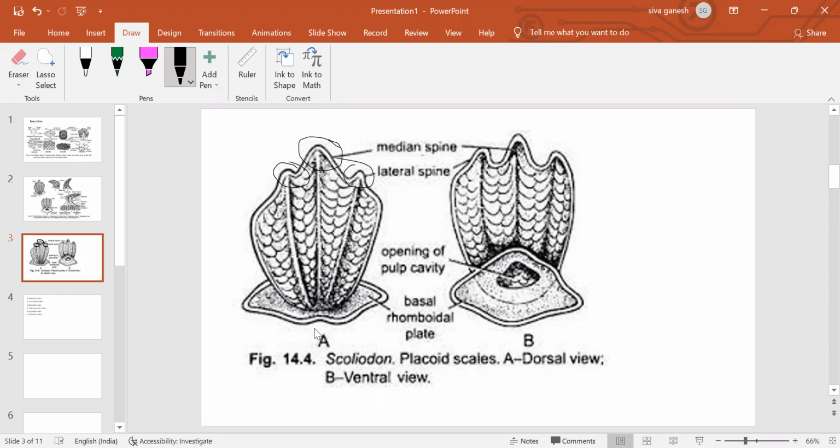And in this basal plate, if you observe the ventral region, it has the opening of the pulp cavity. That opening leads to the pulp cavity, a space in an ascending manner. The pulp cavity is filled with pulp, a gelatinous material. Also, through the opening of the pulp cavity, the blood vessels and nerves enter the pulp cavity. All the placoid scales are arranged in a backward direction.